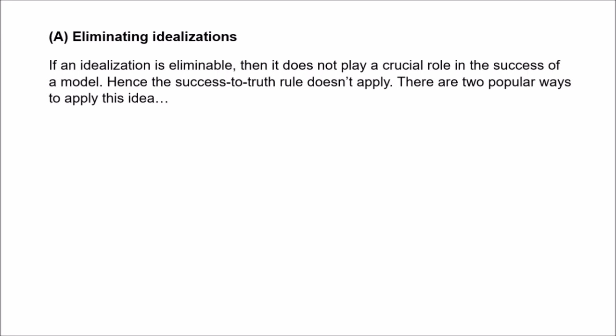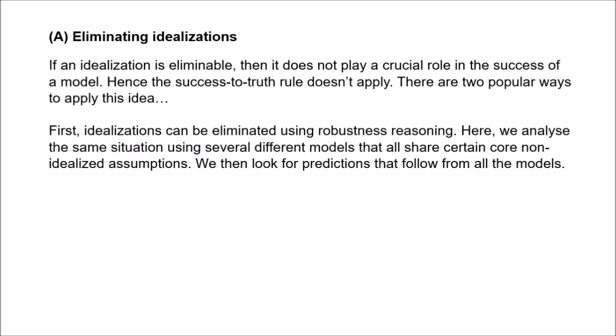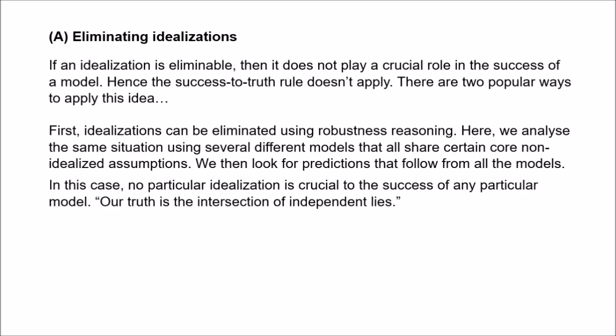Two approaches to eliminating idealizations have proven to be fairly popular. First, we can try to eliminate idealizations using robustness reasoning. For a discussion of this, see J. Odenbo's article, True Lies. The basic idea here is that we can analyse the same system using several different models that all share certain core non-idealised assumptions, and then we look for predictions that follow from all of the models. This allows us to be confident that the core assumptions are true because no particular idealisation is essential to the predictive success of the models. As Richard Levins has put it in his article, The Strategy of Model Building in Population Biology, he has a nice slogan for this kind of view: our truth is the intersection of independent lies.